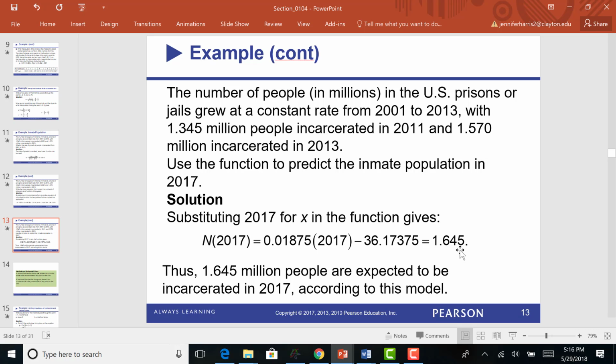So this time you gotta use the point slope? No. They plugged it back into this one. They put 2017 into the new equation that you got. So when it says use the function or use the model that was created, they mean use the one you just created and plug in 2017. Questions?